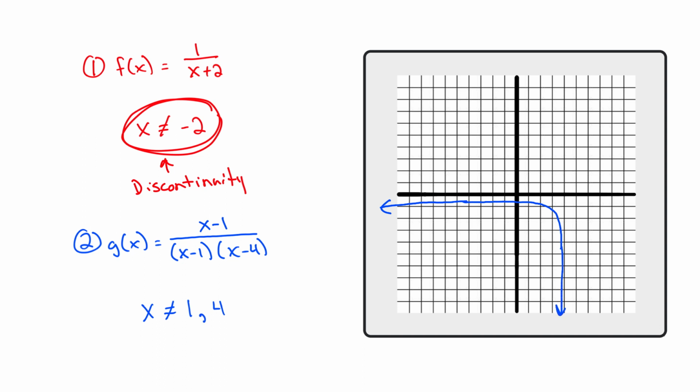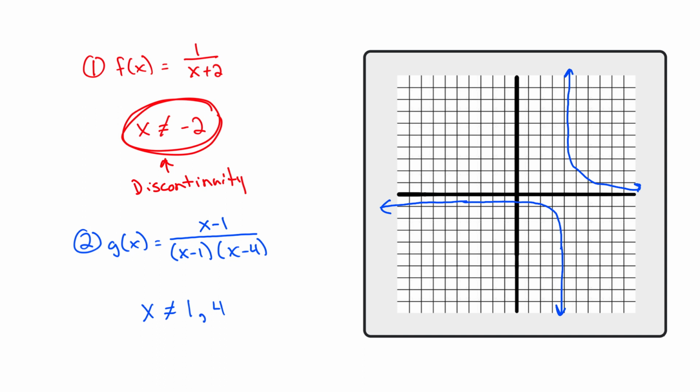So that goes to 4. Here's the weird thing that makes these complicated. Problem 2, I have two discontinuities. I have x equals 1 and x equals 4.